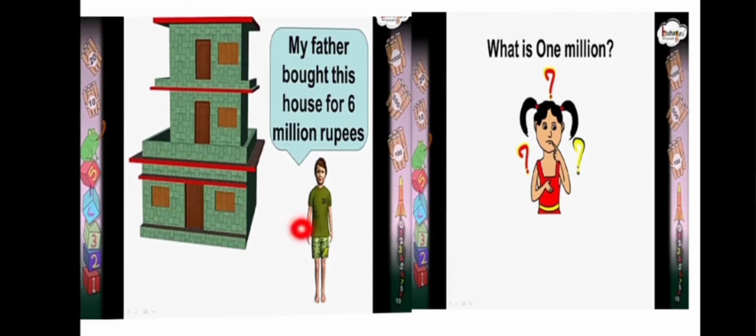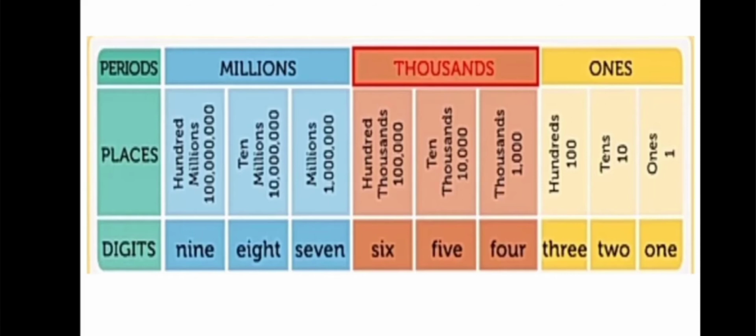Here, Sam, who is a friend of Ruby, told her that his father bought a house for 6 million rupees. Ruby got thinking, what is a million? So students, don't you also wonder, like Ruby, what a million is? No problem. I will show you this table. Today we will learn it all. Here the table shows periods, places, digits.